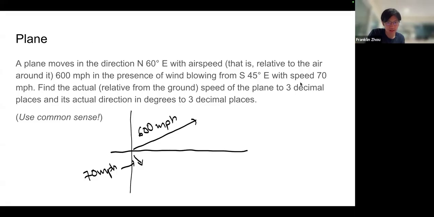Wait, I actually made a mistake here. If it says it's blowing from south 45 degrees east, it means it's blowing from this direction here. So the vector is actually pointing this way. That's on me.